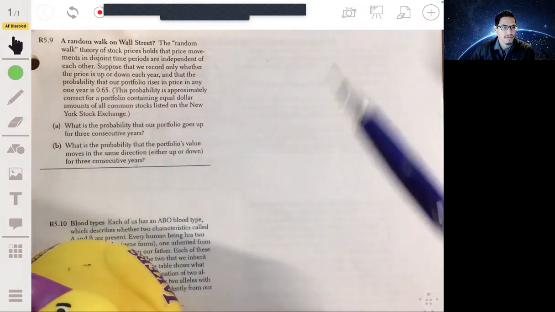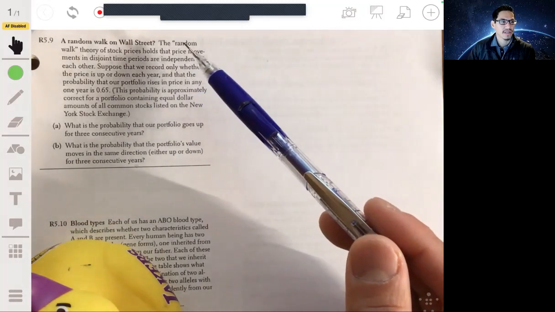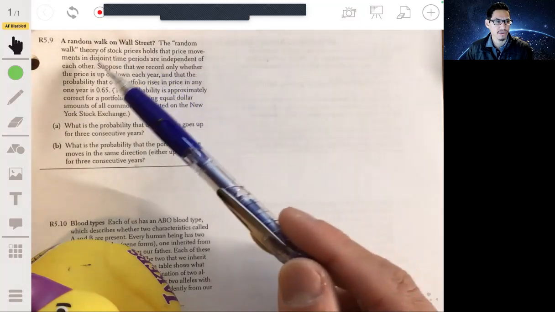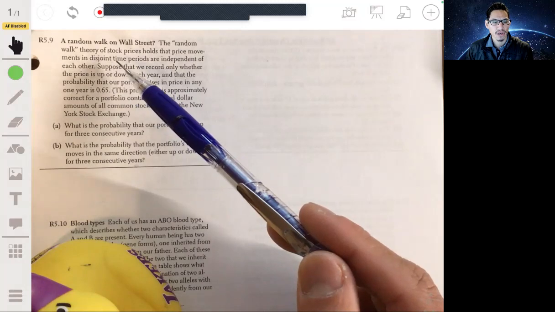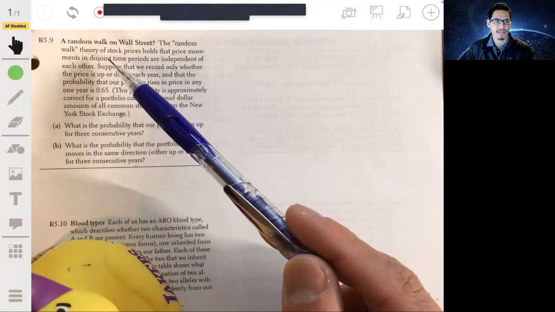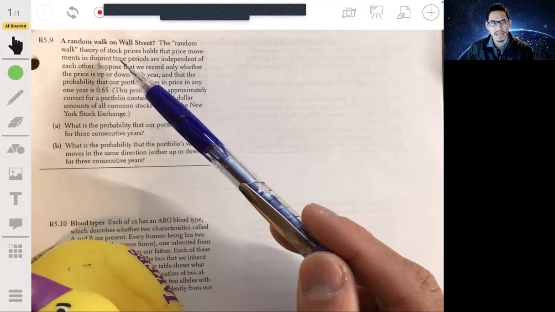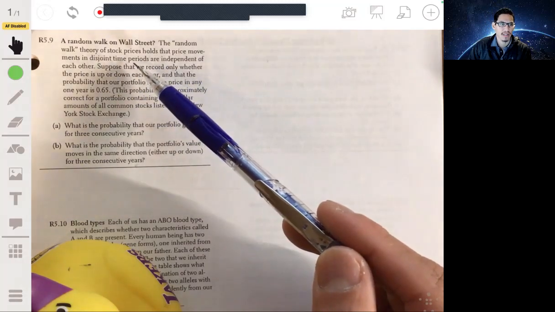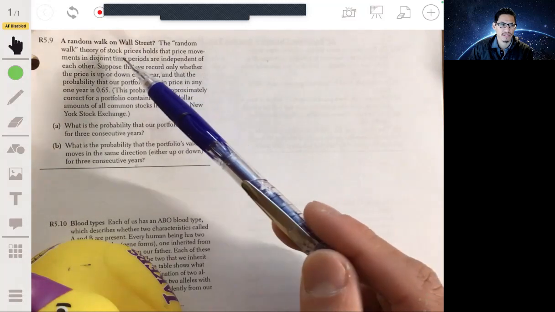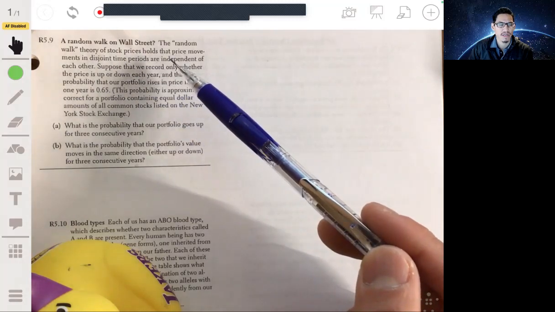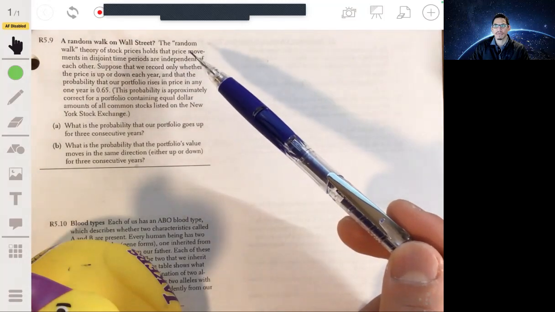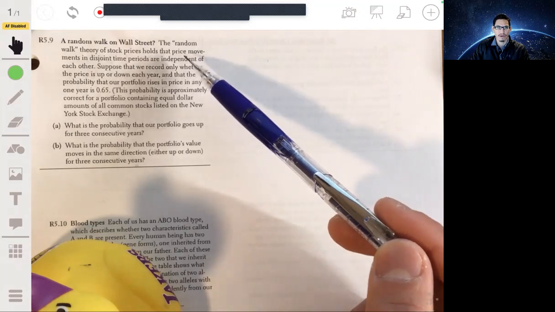So since it's told that the price movements are independent, and we say disjoint time periods, disjoint meaning time periods that aren't connected, like the first 6 months of a year and the second 6 months of the year, we're not talking about time periods that overlap. So we're saying disjoint time periods are independent. The first 6 months of the year is not going to help you predict what the next 6 months are going to look like, or if you take 1 year, what the next year is going to look like.